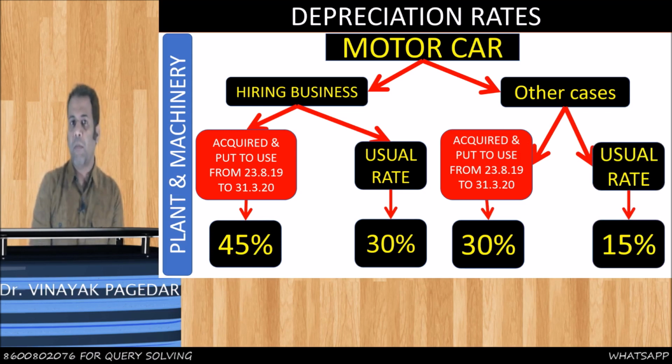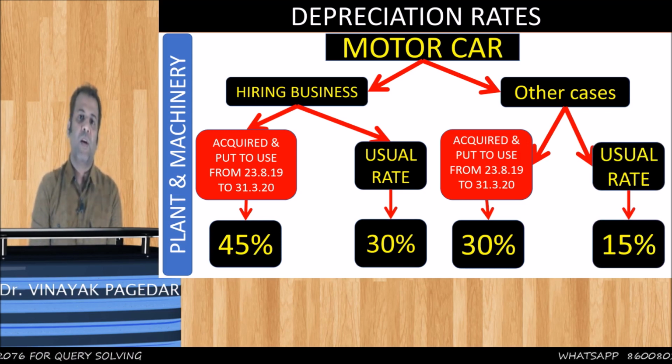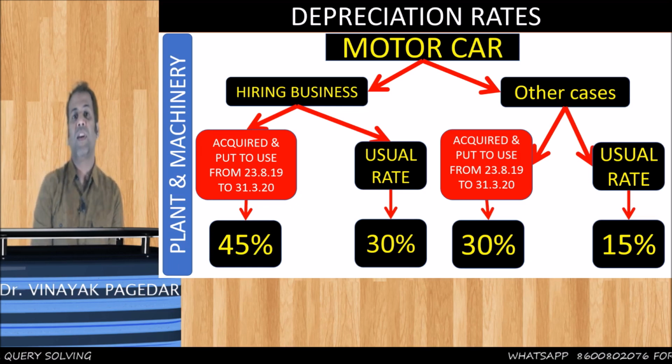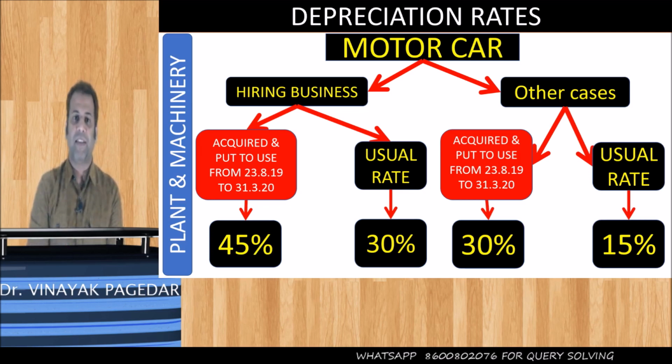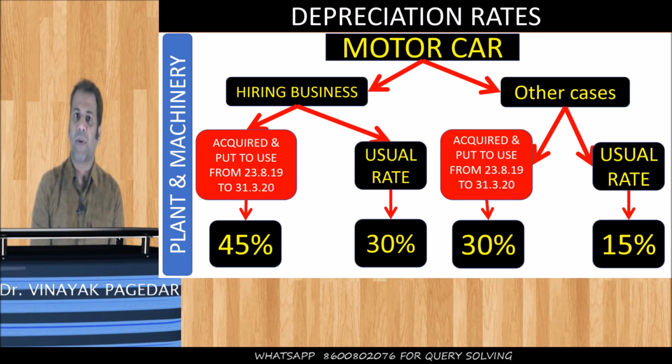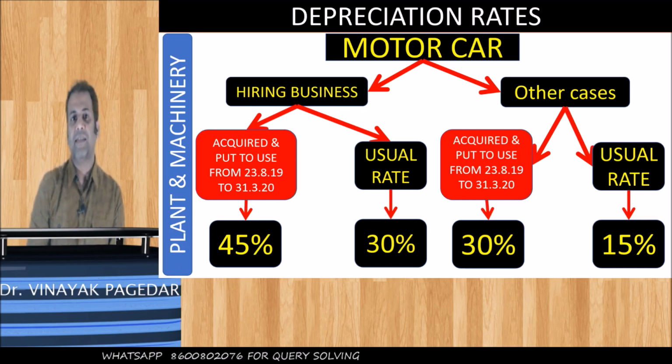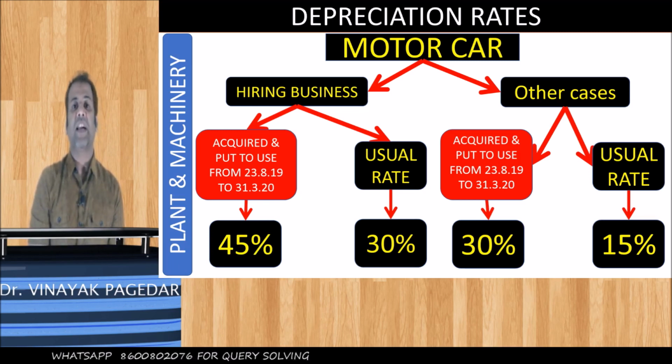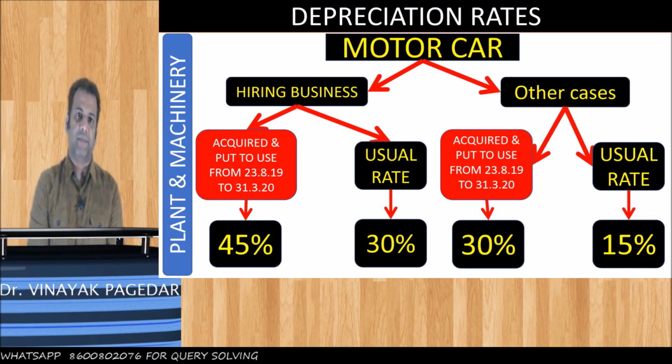I purchased my motor car on 15th of September and I'm using it for the purpose of traveling in my business. Now, I'm not into hiring business. I'm a teacher, but for the purpose of traveling, rendering lectures, I use that motor car. Then in my case, I can claim the depreciation at the rate of 30%.